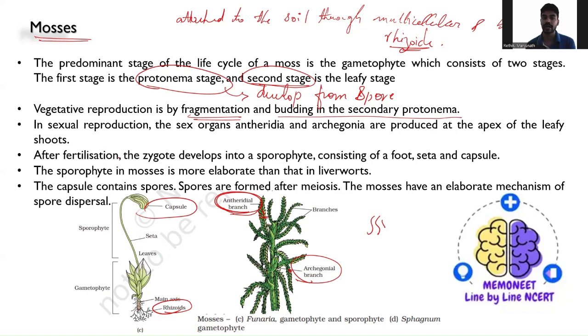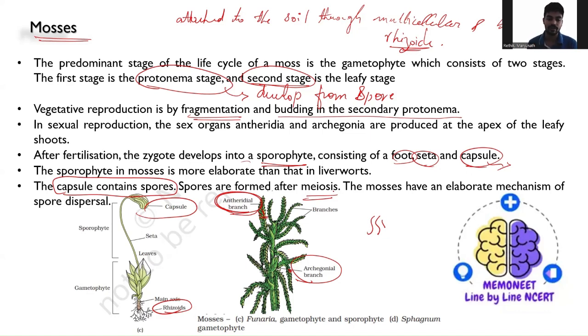So after fertilization, what happens? The zygote gets developed into the sporophyte. The sporophyte consists of the foot, seta, as well as capsule. Again, the sporophyte in mosses is more elaborate when compared to the liverworts. They are more elaborate, somewhat enlarged. And obviously, the capsule will consist of spores, and spores are formed only after meiosis, and the mosses have an elaborate mechanism of spore dispersion. So this is all about the mosses.